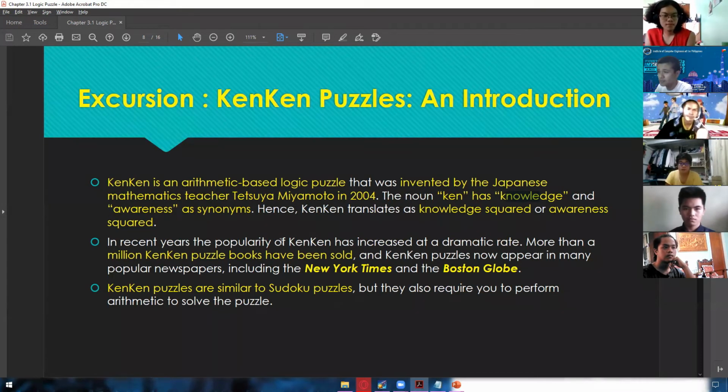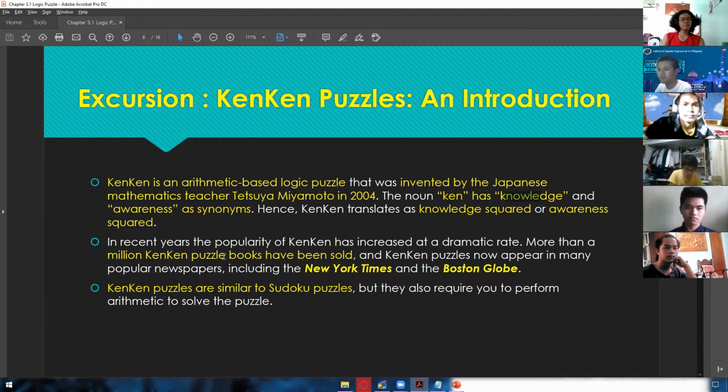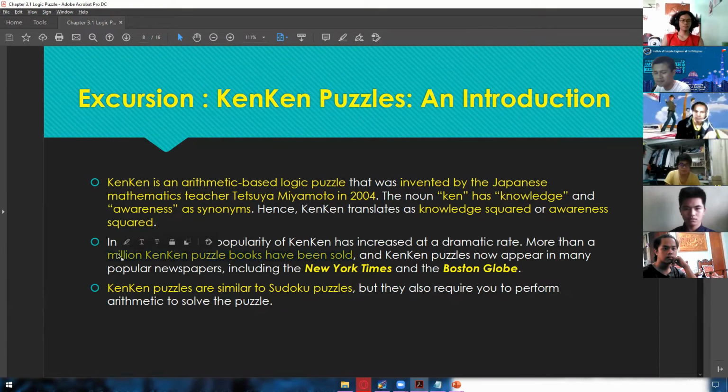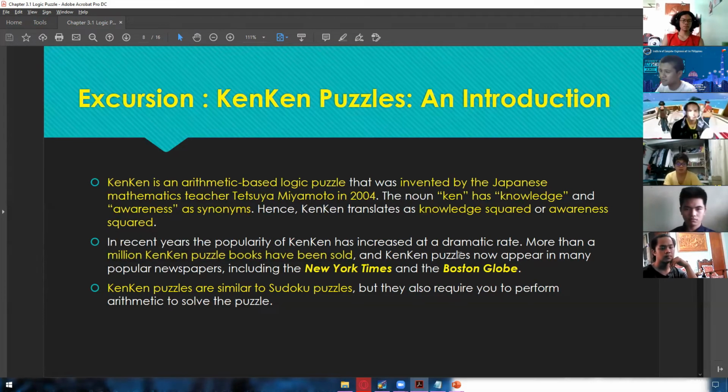In recent years, the popularity of KenKen has increased at a dramatic rate. More than a million KenKen puzzle books have been sold. So maybe this is the reason why they included this topic in this subject, Mathematics in the Modern World. Maybe because it's popular to many, and they noticed that this is one of the best puzzles out there. KenKen puzzles now appear in many popular newspapers, including the New York Times and the Boston Globe.